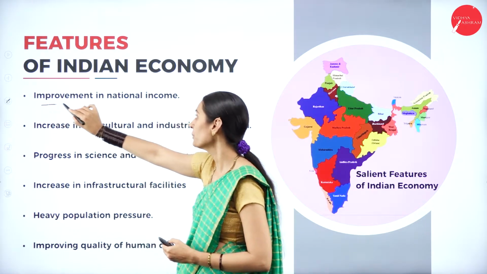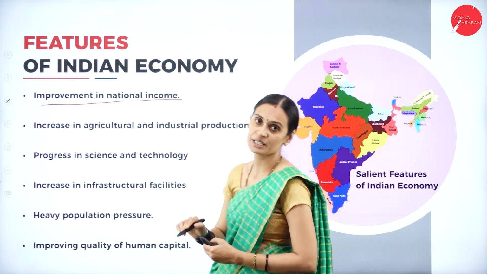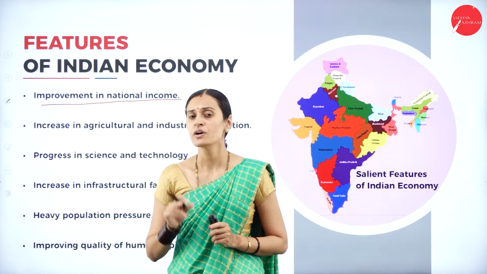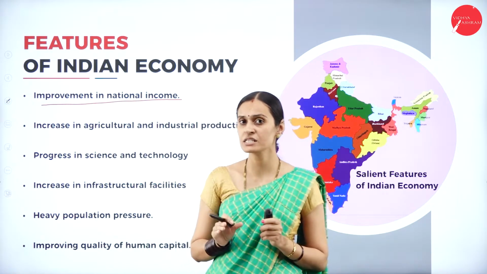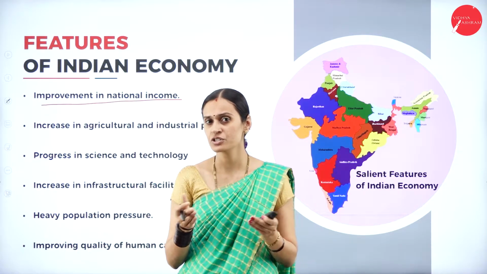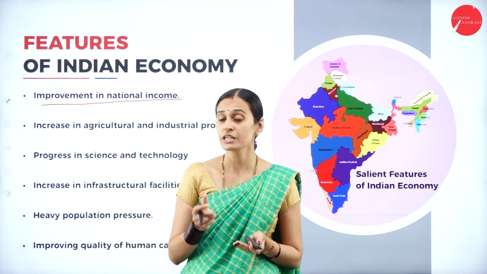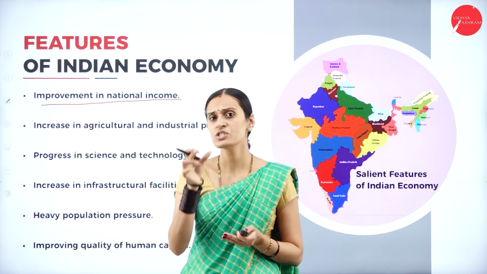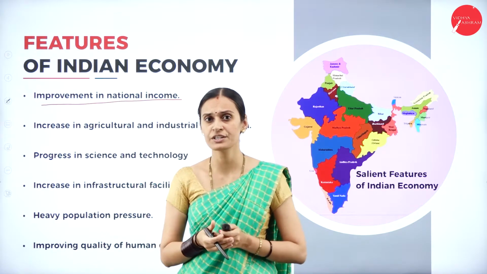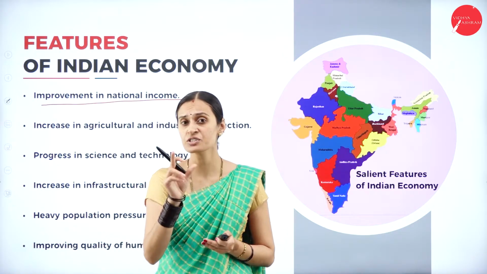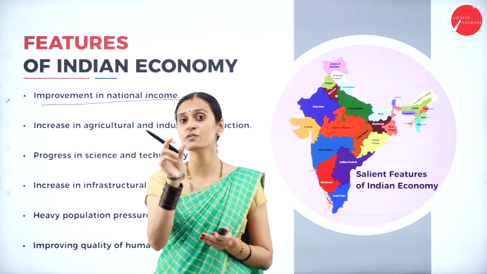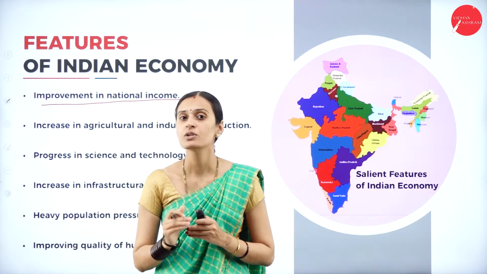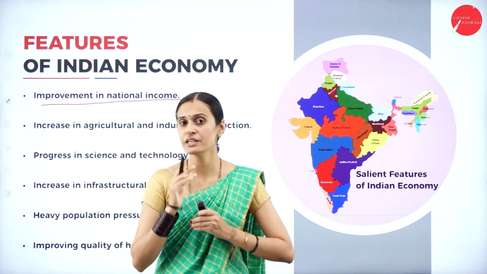First one, improvement in national income. The first feature starts from income, because national income, or per capita GNI, or different concepts of national income such as GDP, NNP, per capita income, everything states the economic system of a country. That is why we consider national income a major indicator of the economic status of a country. So what are the features of the Indian economy?